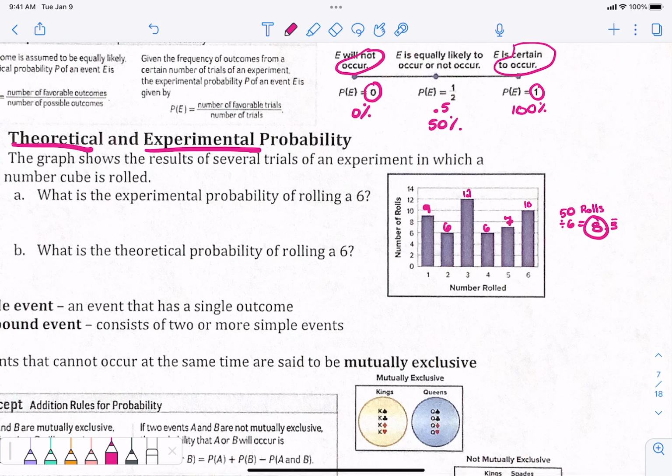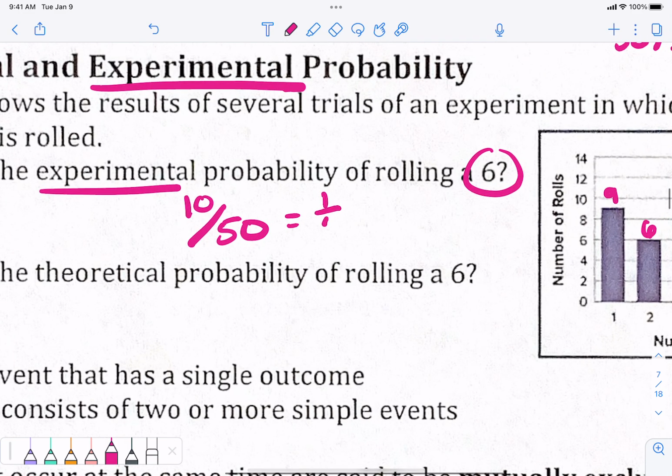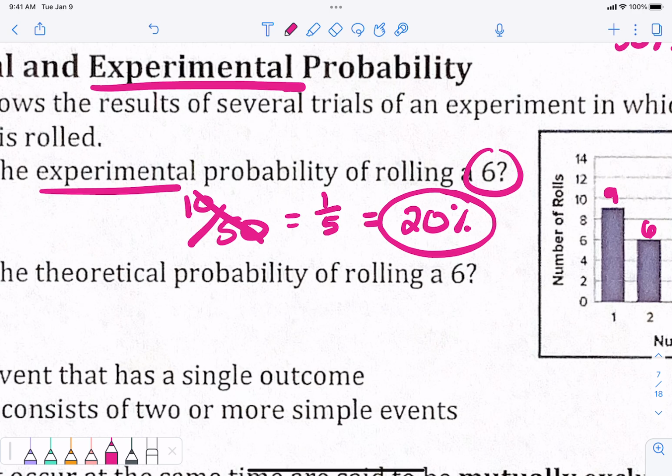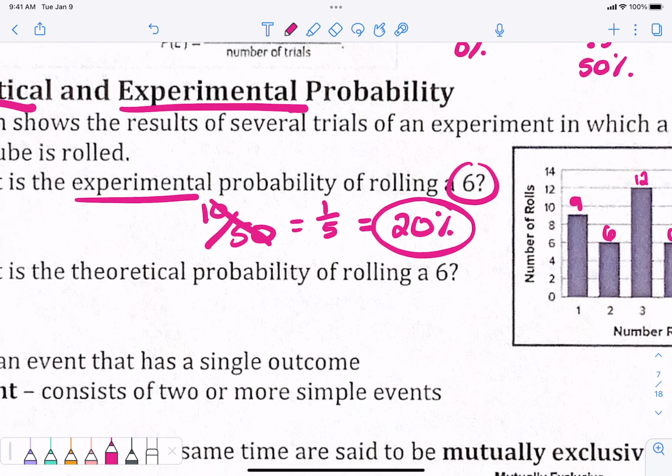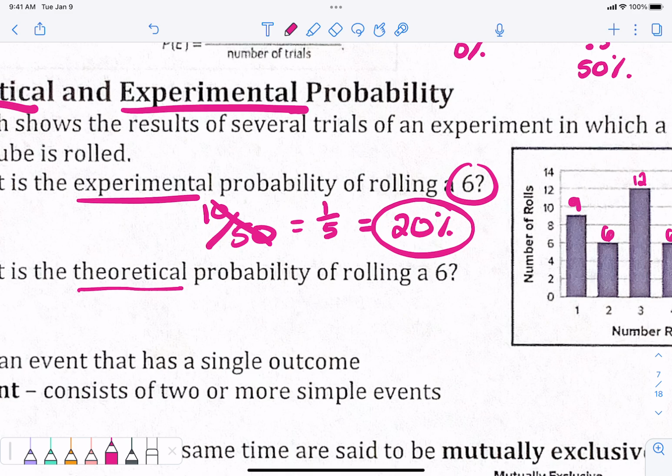It says, what is the experimental probability of rolling a 6? So how many times did I roll a 6? 10 out of a total of 50, which if we reduce is 1 out of 5. We just cross a 0 off, right? And that as a percentage is 20%, right? So 20% of the time we actually rolled a 6. As opposed to, how many times should we roll a 6? Or in theory, what? 8 out of 50.